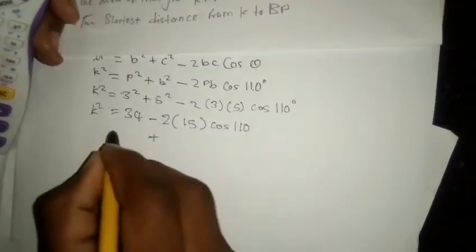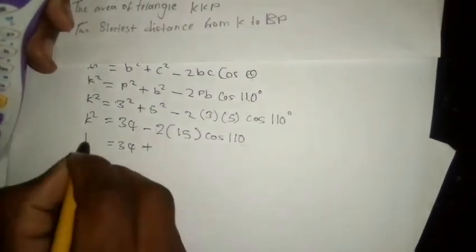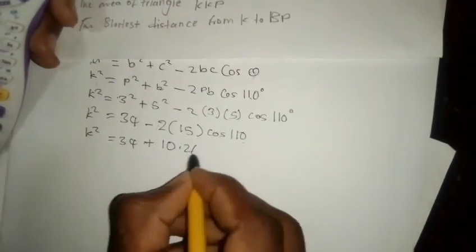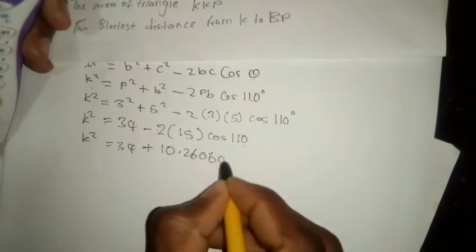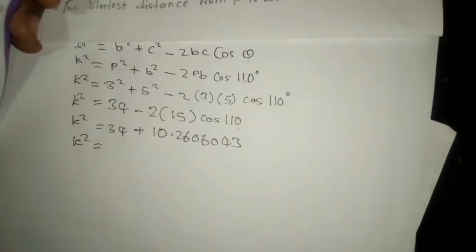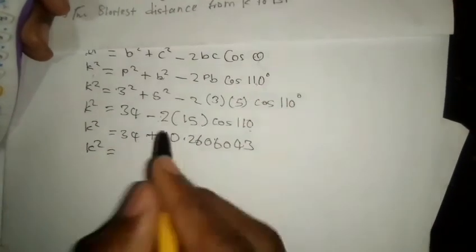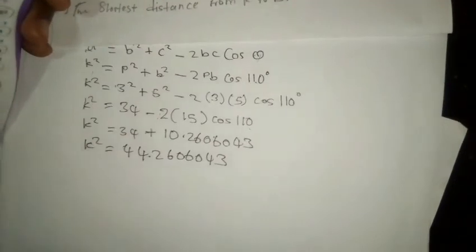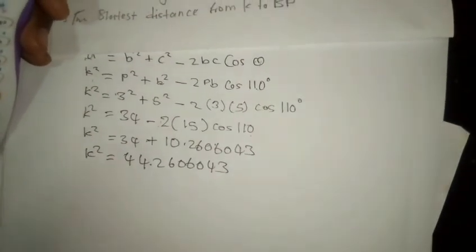You are going to have positive 10.2606043. So you say k squared equals the 34 you had plus 10.2606043, which is going to be 44.2606043.